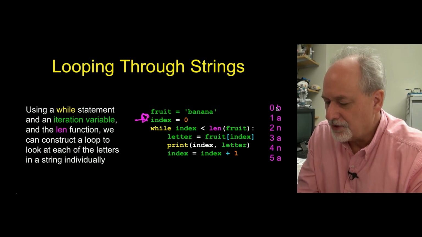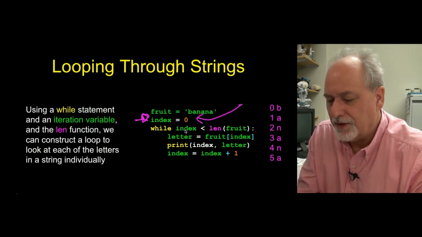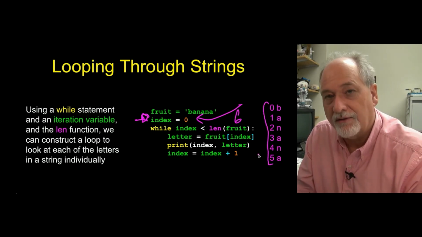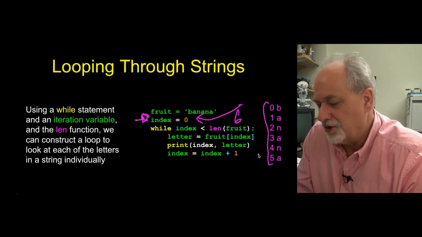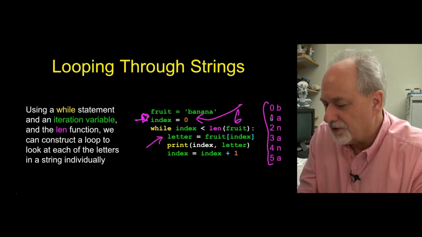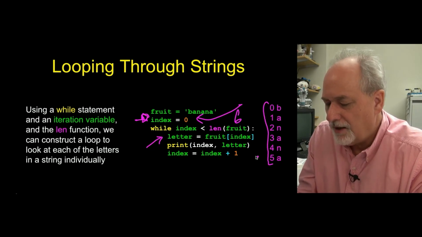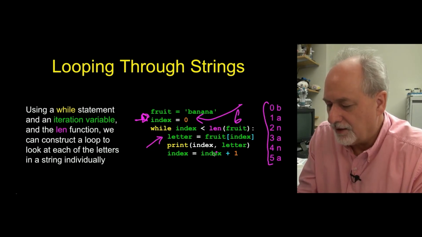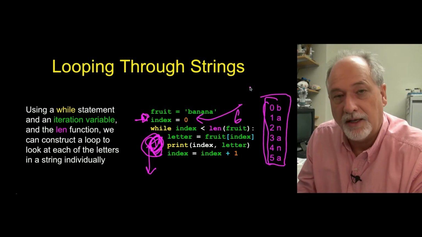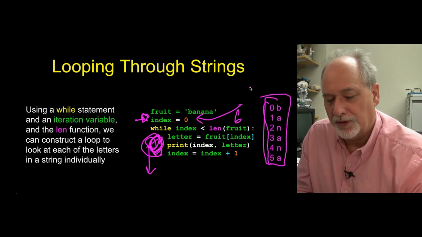And given that we know that these positions are 0 through 5, we can set this to be 0. And then write a while loop while the iteration variable is less than the length of fruit. And remember, this is 6, so it's going to be 0 through 5. 0 through 5 are the values we want to generate. And then we can look up one at a time, pull out fruit sub index, so fruit sub 0, fruit sub 1, 2, 3, 4, 5, and then print out the position and the letter index, and then add 1 to index, and it runs. This will run 6 times, 0 through 5, and out we go to produce this output right here. And so that's one way of looping through strings.